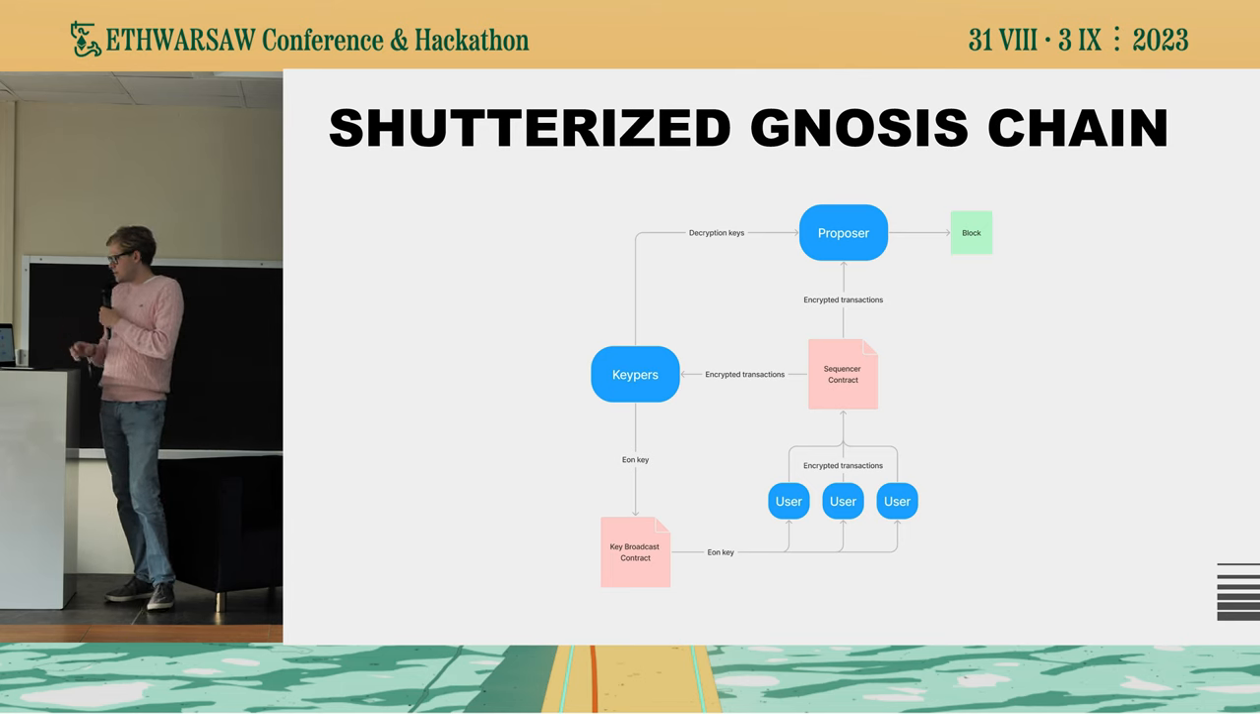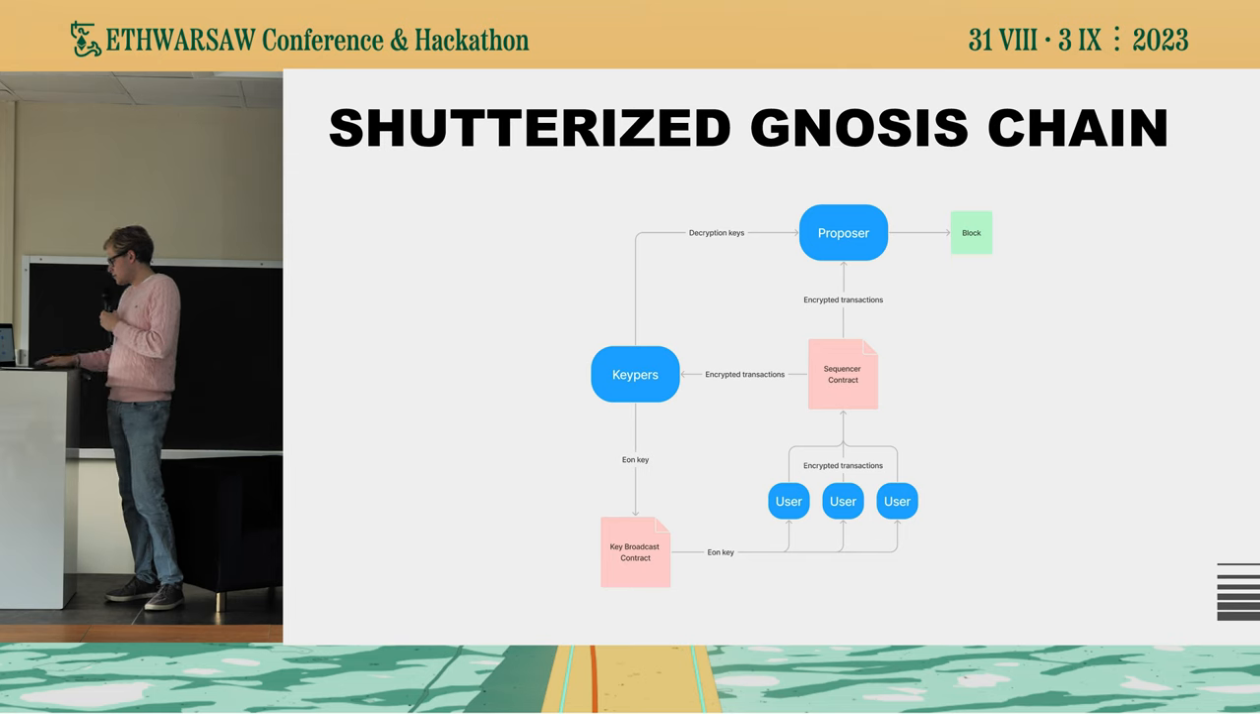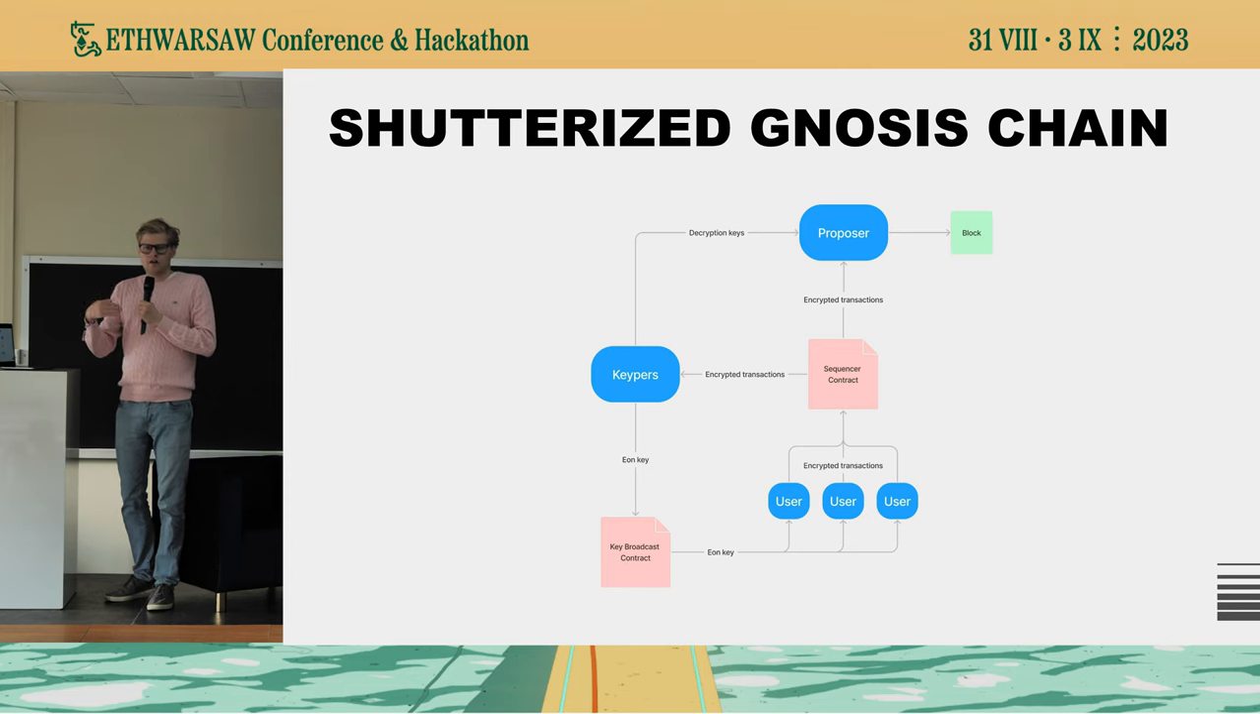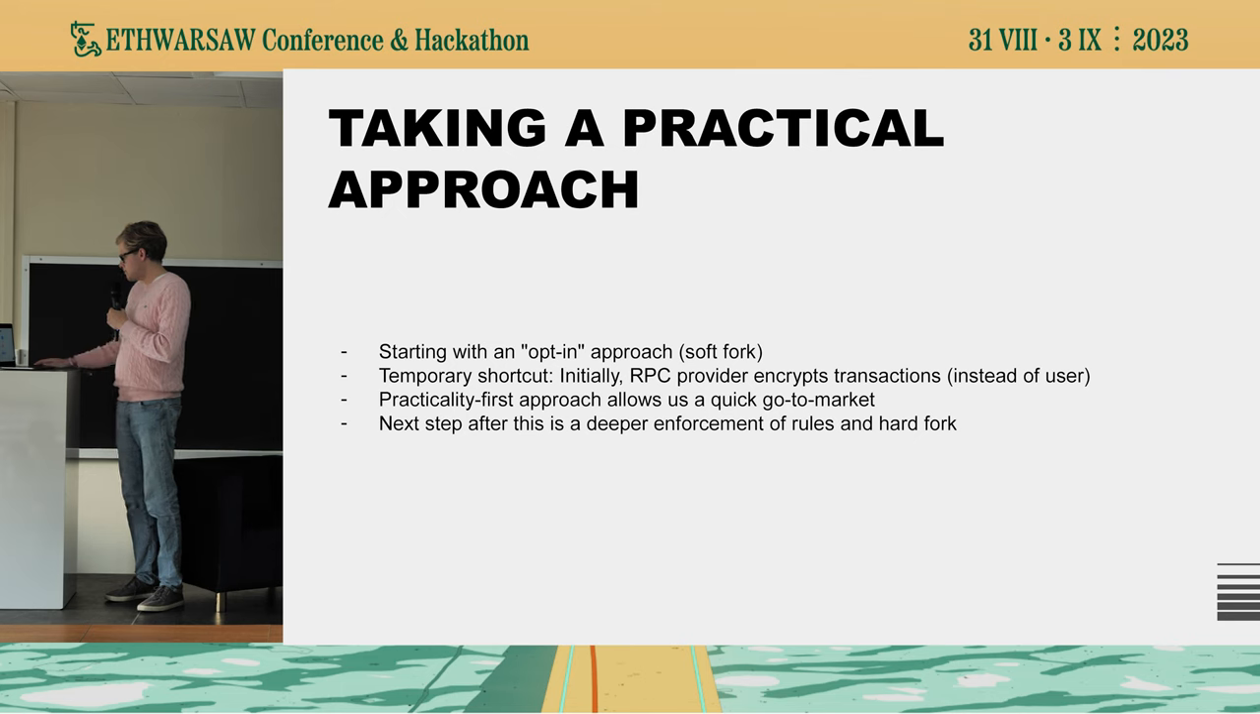And then at the end, the keepers generate the decryption keys. The proposer uses the decryption keys to decrypt and then again propose the block. The one nice thing is this Eon key and key derivation method, which saves the step of having to generate encryption keys for every transaction or every block. So this saves a lot of overhead as well.